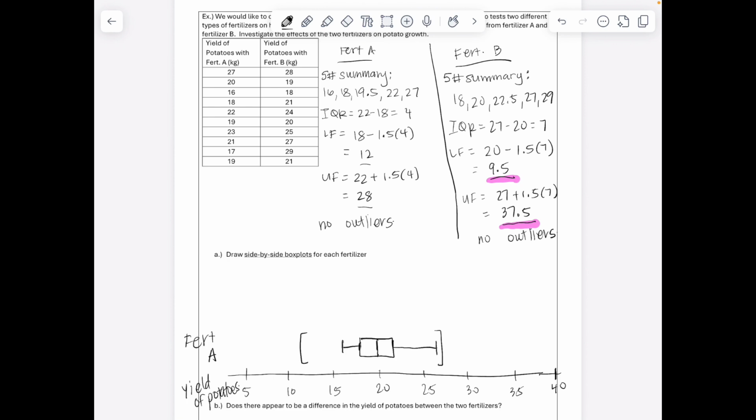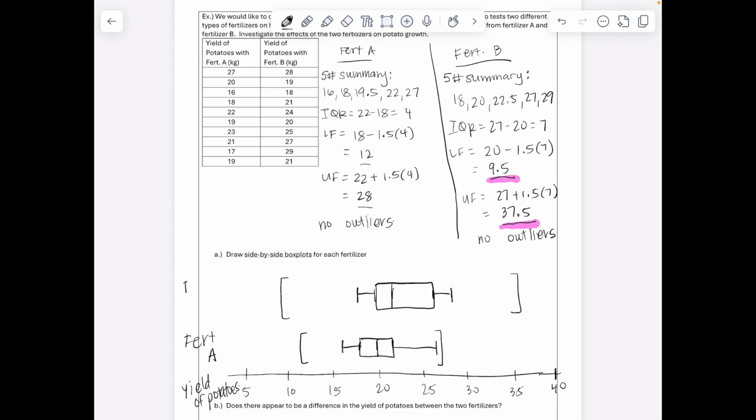And so fertilizer B, our min value is 18. And then we have 20, 22.5, 27, and 29. So having those lines on, the middle 3 make our box. And then this extends horizontally for the min and the max. And the last thing that we need to add on here is going to be our fences for our lower fence and our upper fence, which is at 9.5 and at 37.5.